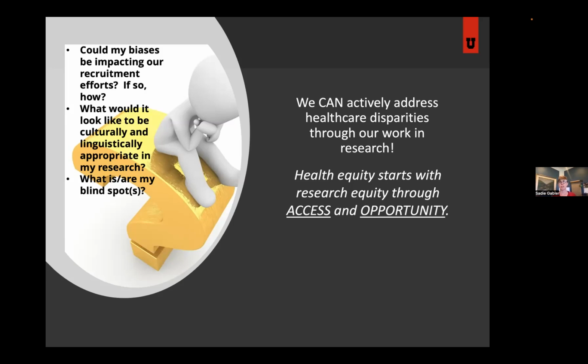We can actively address healthcare disparities through our work in research. Research is the starting point for healthcare disparities and health inequities. So health equity starts with research equity through access and opportunity. So what are your blind spots? Do you have blind spots? Is there something that you're not acknowledging that's keeping you from meeting your recruitment needs?